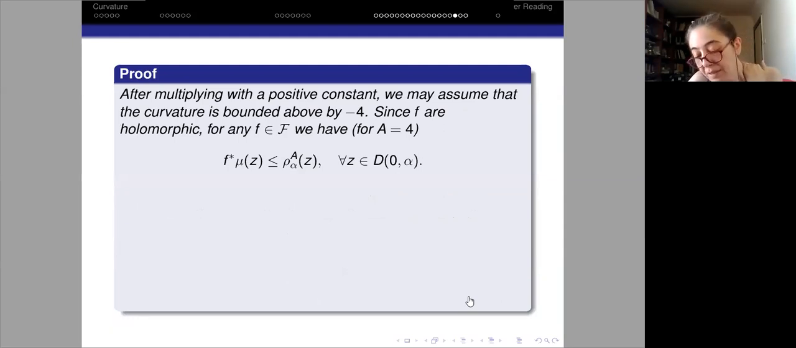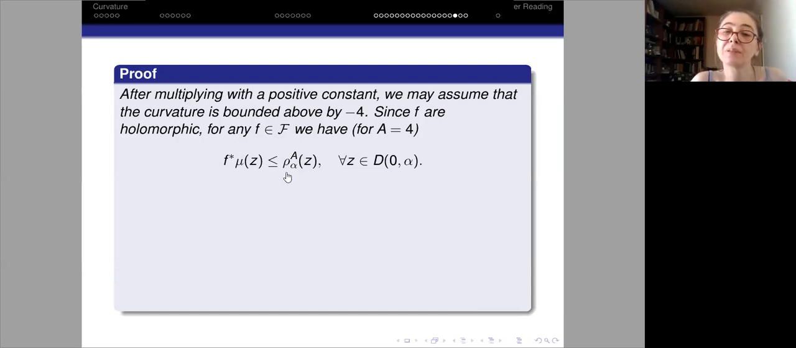But if necessary, you can multiply this with a positive constant, and the curvature, you can say that we can assume that the curvature is bounded above by minus 4. We showed that the curvature was bounded by a minus constant. We can assume that constant is minus 4. We have our f's holomorphic. So we derived this formula.